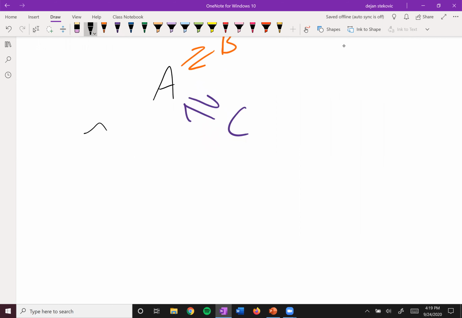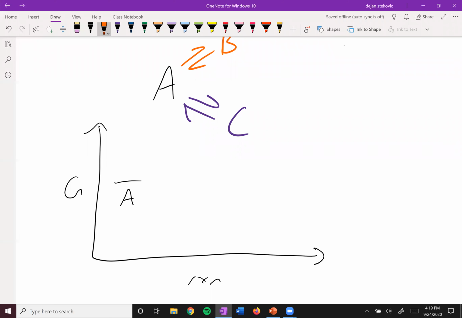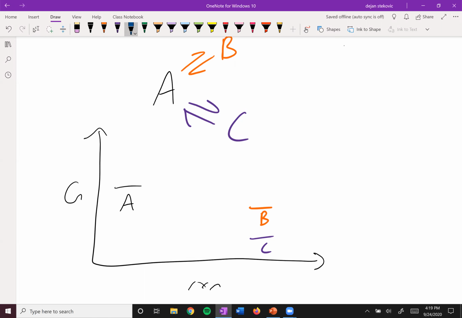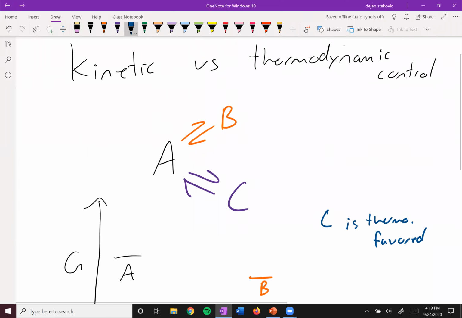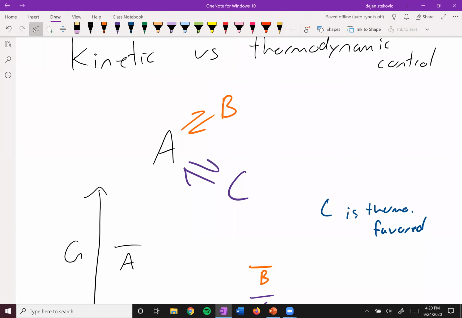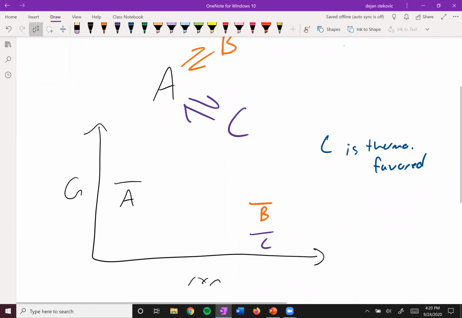If we take a look at the reaction coordinate diagram, maybe we have something like this. We have A over here, and then we have B down here, and then C down here, right? We can see that C is lower in energy, and so C is going to be favored thermodynamically, because it's lower in delta G. You may be thinking, all right, we're going to get C as a product, but that isn't necessarily true because you have to think about how we get there.